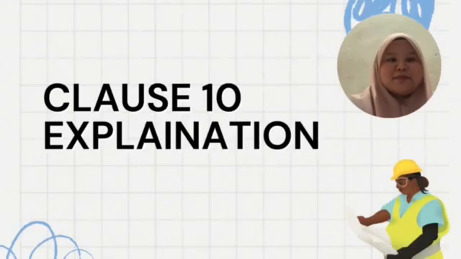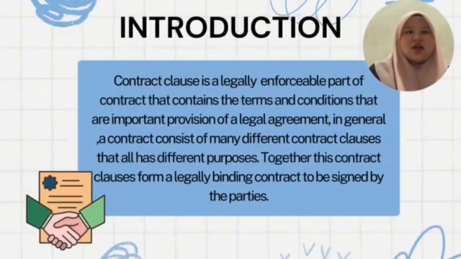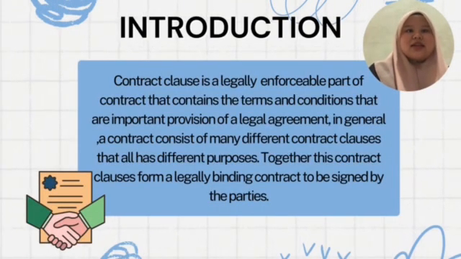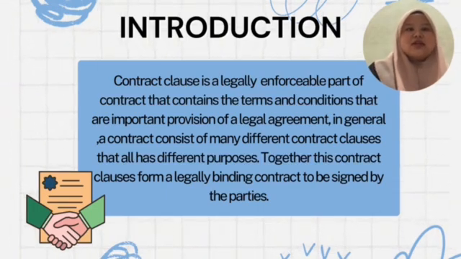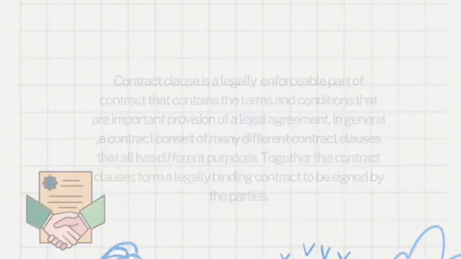Clause 10 Explanation. Introduction. Contract clause is a legally enforceable part of contract that contains the terms and conditions that are important provision of a legal agreement. In general, a contract consists of many different contract clauses that all have different purposes. Together, these contract clauses form a legally binding contract to be signed by the parties.